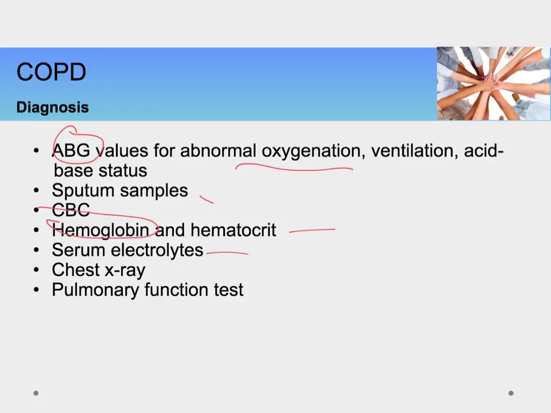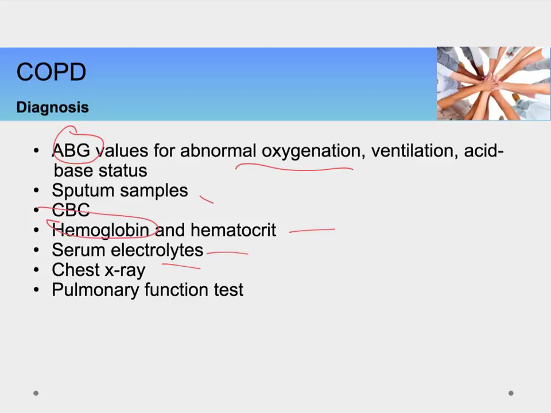Serum electrolytes, that tells us hydration. It tells us if the kidneys are functioning well. Lots of different things like that. Chest x-ray, it's a picture of that chest. We can look at the lungs to identify if we see any kind of fluid in there, any lesions, any abnormalities in the anatomic position of the lungs, things like that.